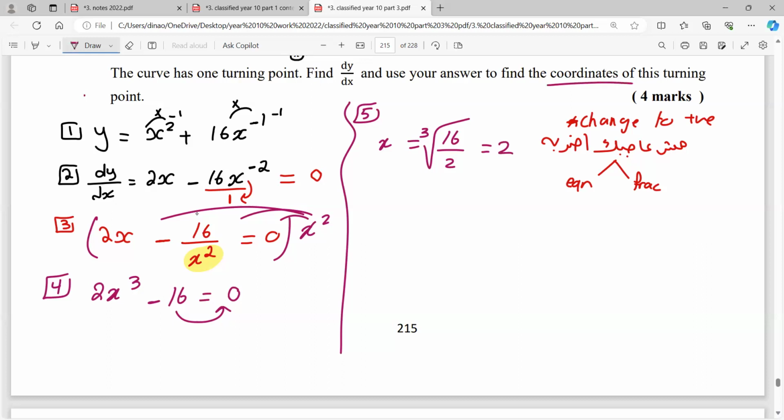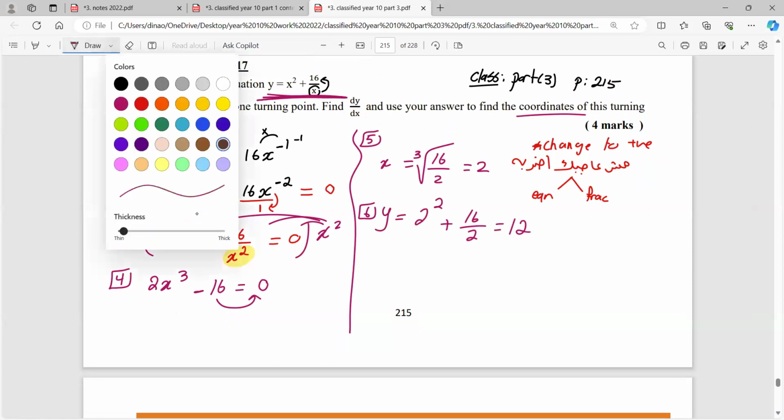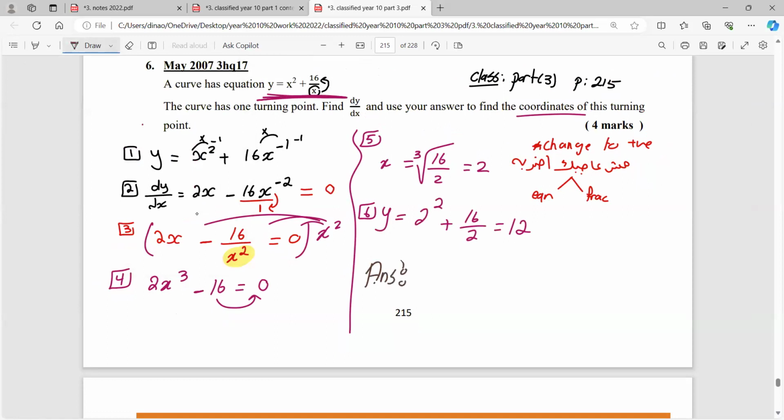Since it says coordinate, I must find y. And as we said so many times, to find the value of y, I substitute in the original equation over here. So y equals 2 squared plus 16 over 2. What does that come to? 2 power 2 is 4. 4 plus 8, which is 12. And please, guys, remember that this is all your working out. You must write your final answer. What is your final answer? Your final answer is an ordered pair with the calculated x value and the calculated y value. Okay? And this is the end of part 3.